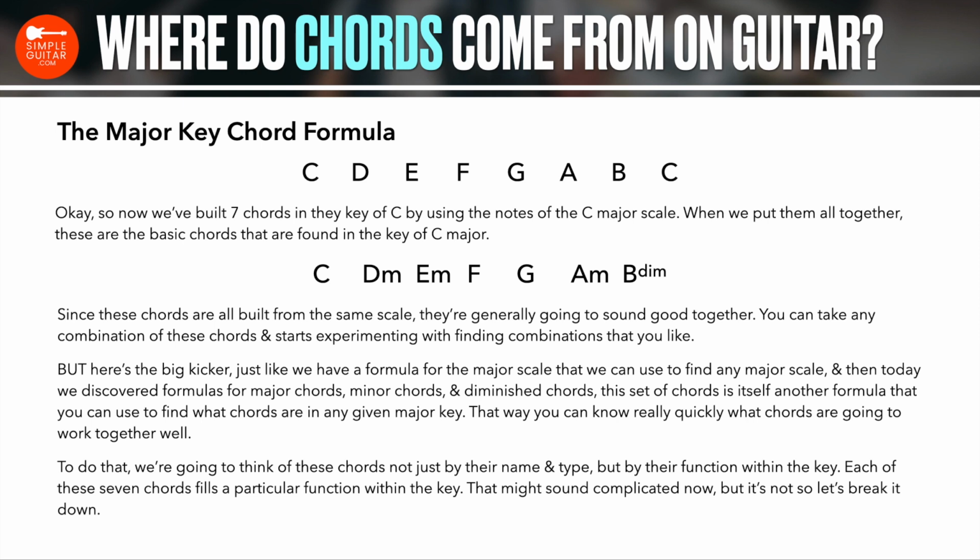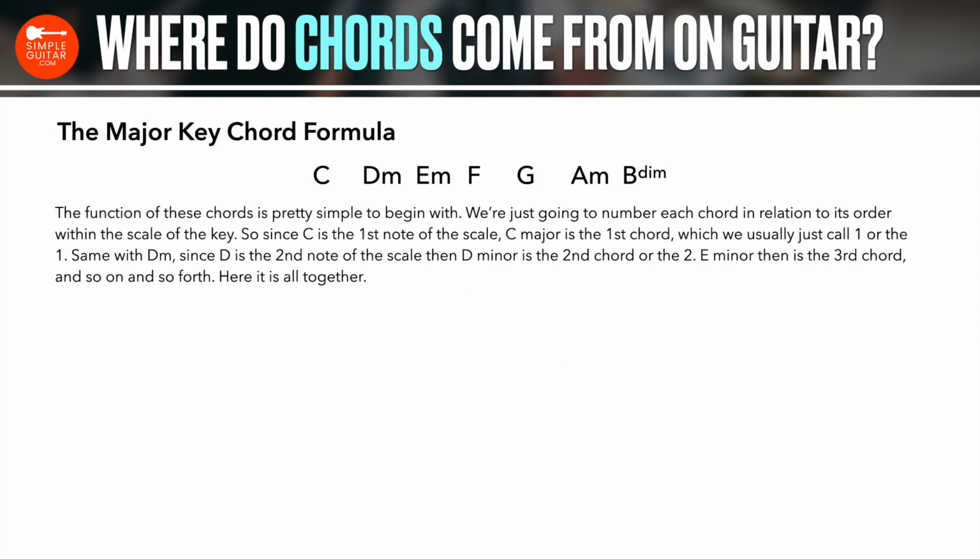To do that, we're going to think of these chords not just by their name and type, but by their function within the key. So each of these 7 chords fills a particular function within the key, and that might sound complicated now, but it's not. So let's break that down. The function of these chords is pretty simple to begin with. We're just going to number each chord in relation to its order within the scale of the key.